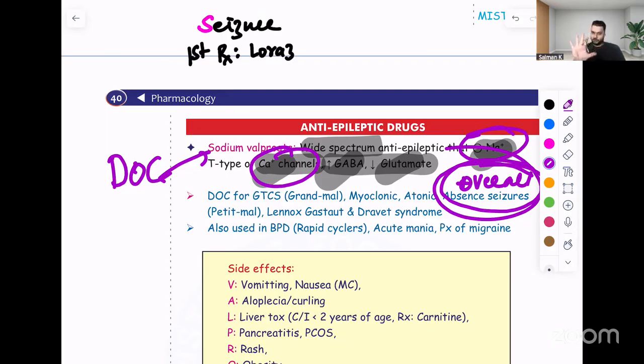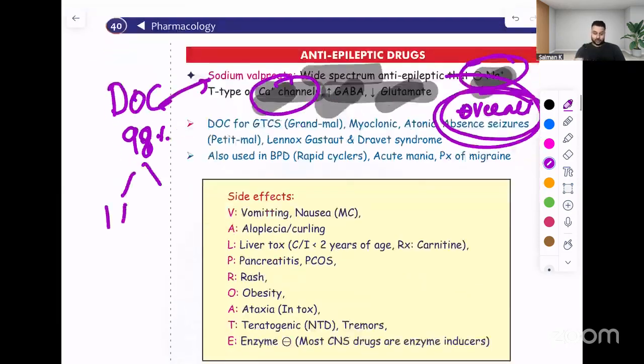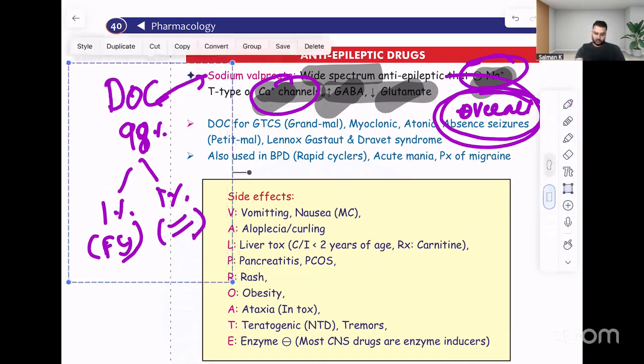So did you understand? If they ask drug of choice, generally speaking, for any seizure in this chapter, 99% you're answering what, sir? Or let's say 98%, you're answering valproate. What is this 1% that is changing? Focal seizure, if they ask you, then you will answer carbamazepine. Or if they ask you typical absent seizure, then you choose ethosuximide. Otherwise, most of the time, valproate.